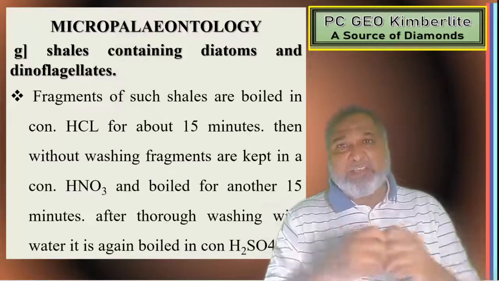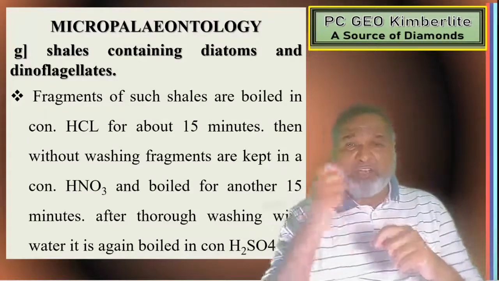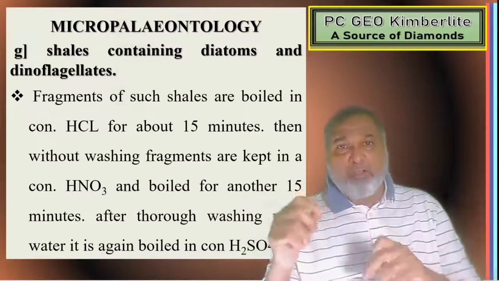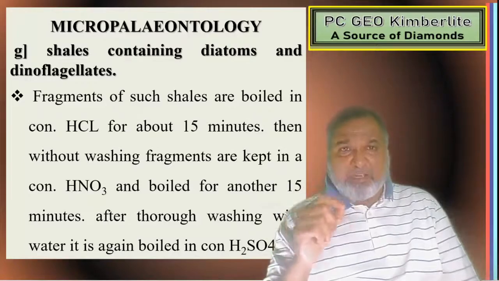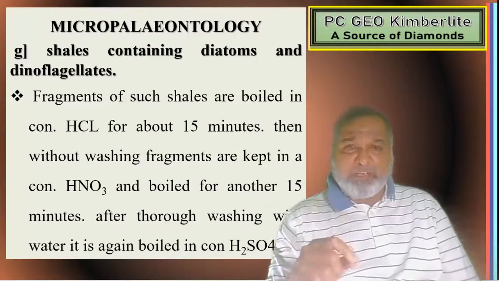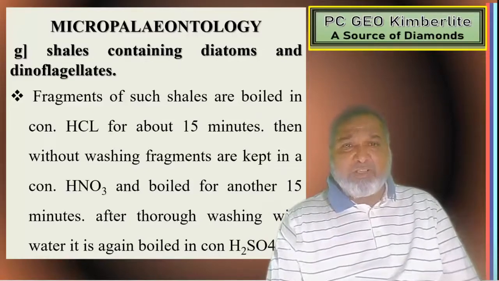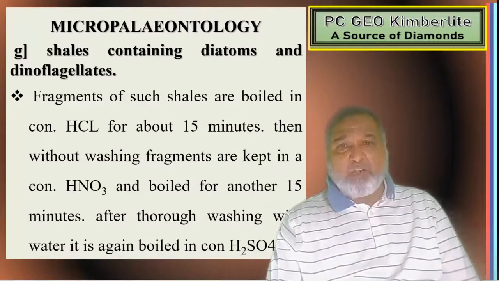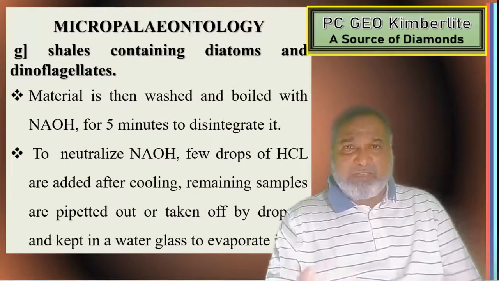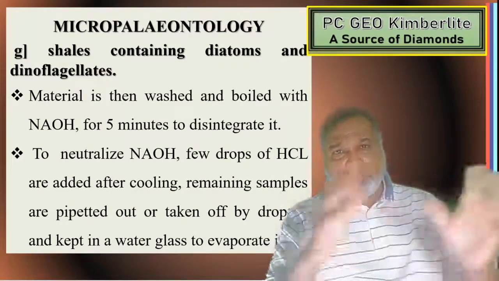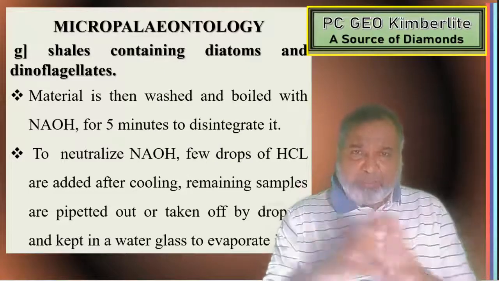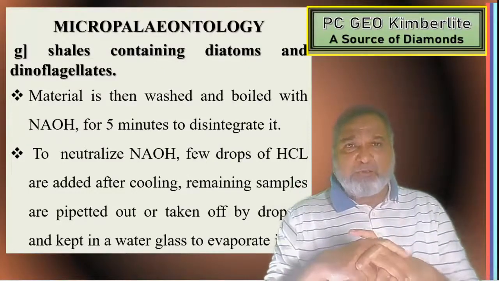Now, the shells containing diatoms and dinoflagellates. Fragments of such shells are boiled in concentrated HCl for about 15 minutes. Then without washing, the fragments are kept in concentrated HNO3 and boiled for a further 15 minutes. After thoroughly washing with water, it is again boiled in concentrated H2SO4. The quantities and everything will be given in the charts, so those who want can refer to the separate book for the separation of microfossils.